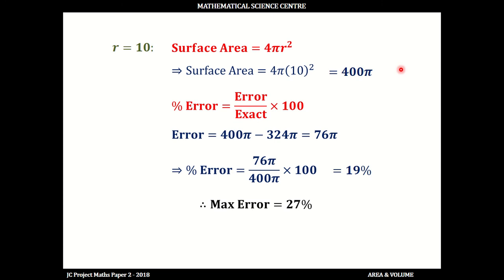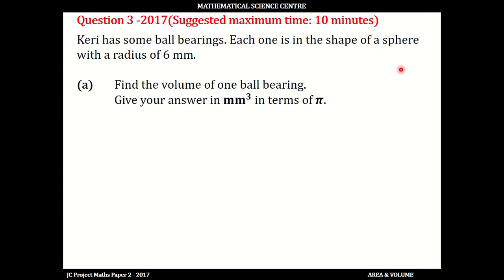So you're going to look at your formula sheet. And what's the volume of a sphere? The volume of a sphere is 4 over 3 pi r cubed. What number will we put in for r? 6. So this is 4 over 3 pi by 6 cubed.